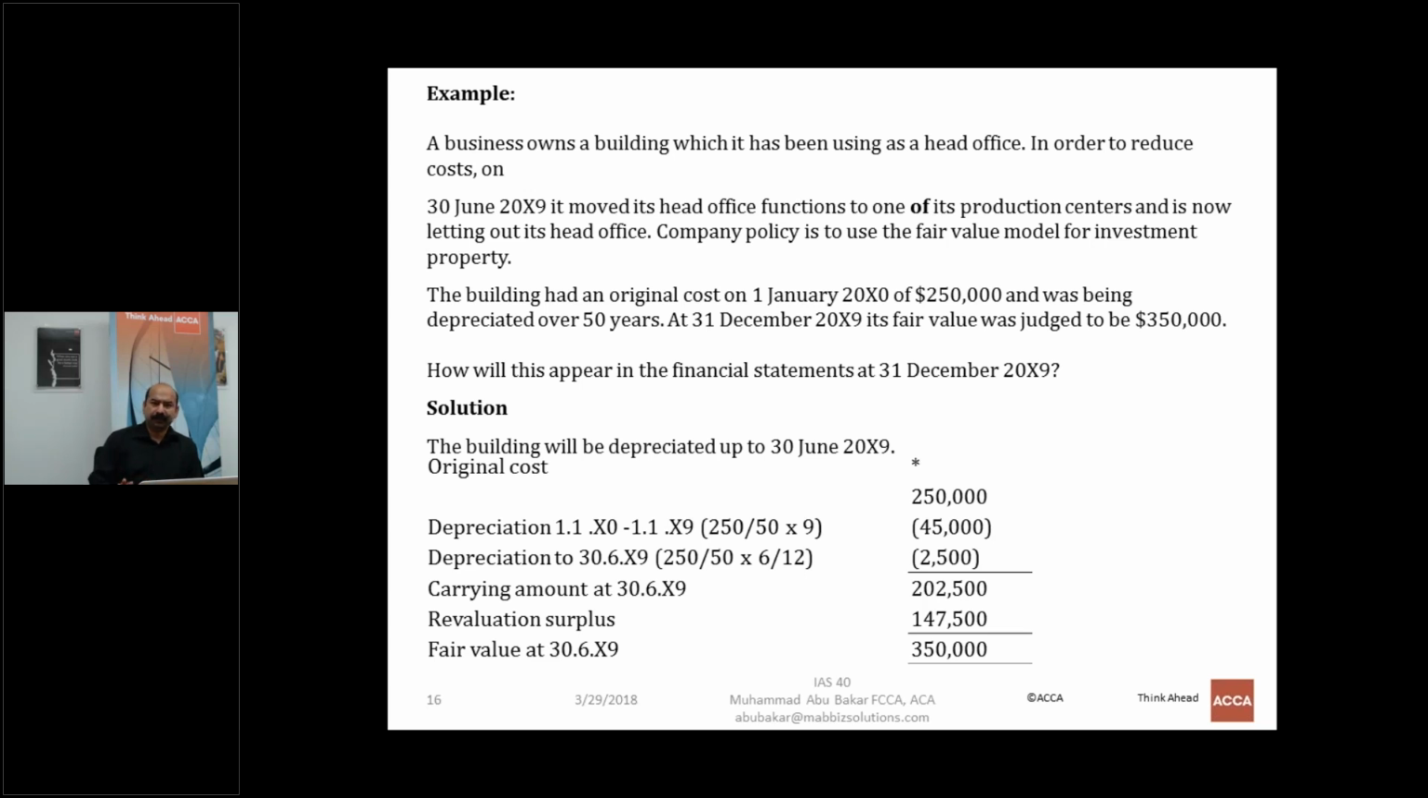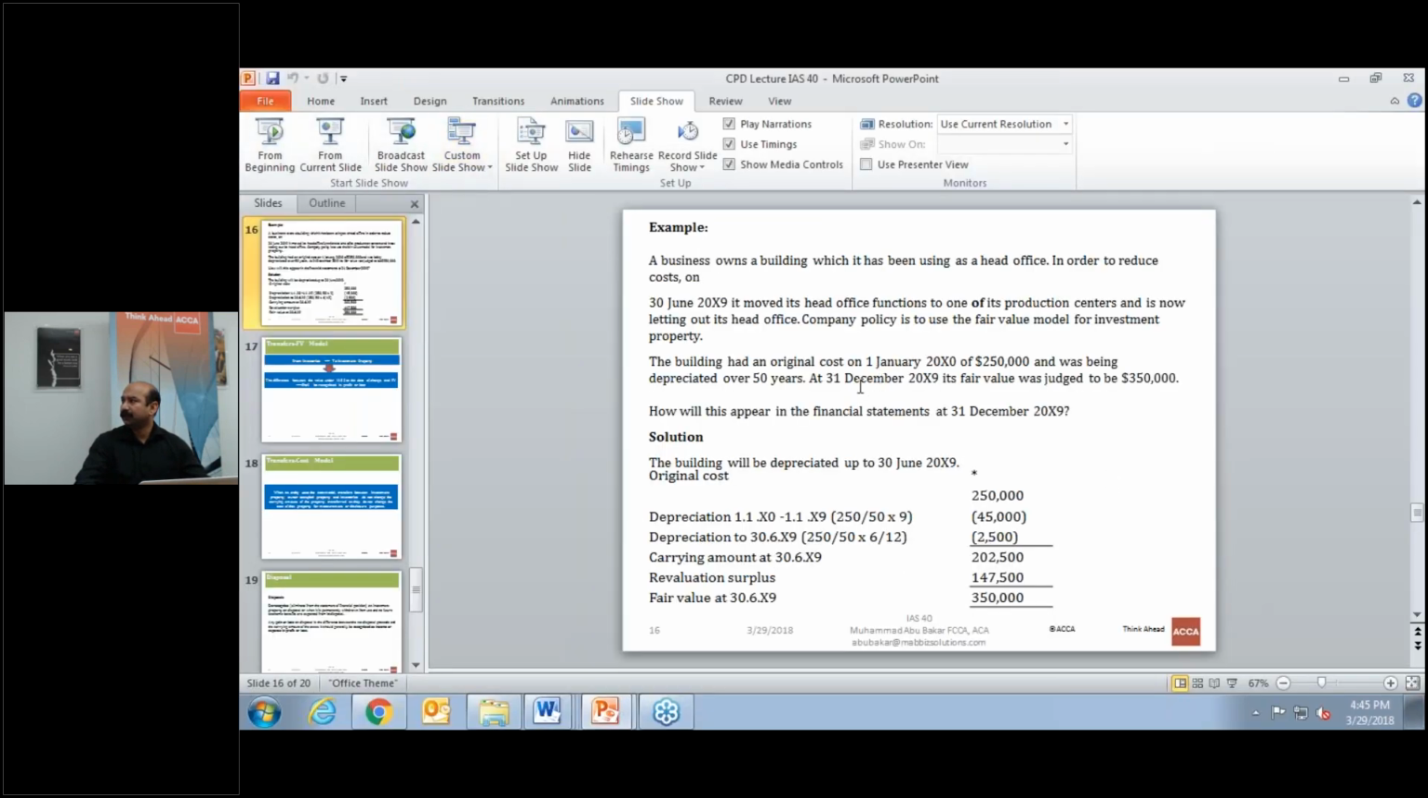Ravi, I hope you are clear. Rest of the members, please note and make this small correction in this example. It is mentioned alongside the 350,000 figure that at 31st December 2009 its fair value was judged to be 350. No, it should be at 30th June 2009. I can make this small correction, and then this will be easy for you to appreciate this point.